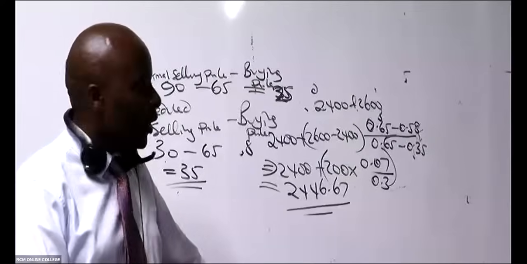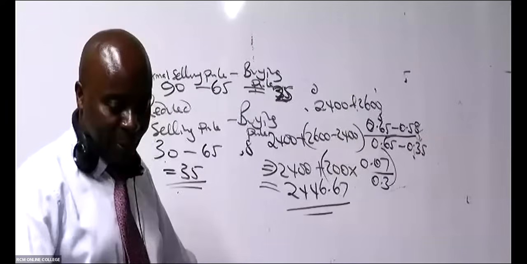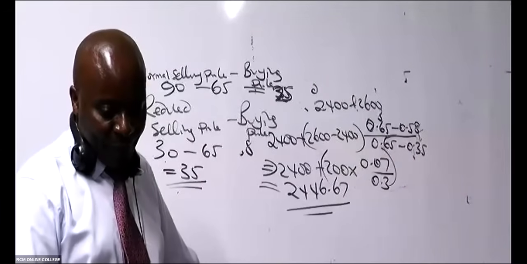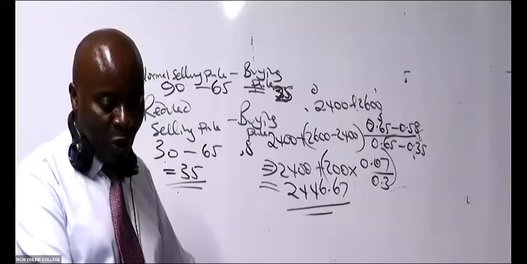Yes, the answer would have been 2400, the lower one, to avoid disappointments. If it's discrete, you give the lower one.